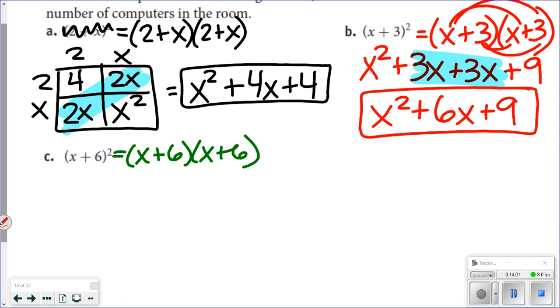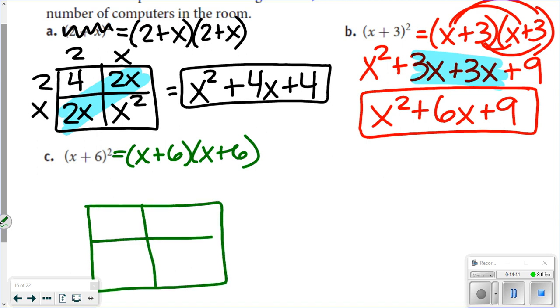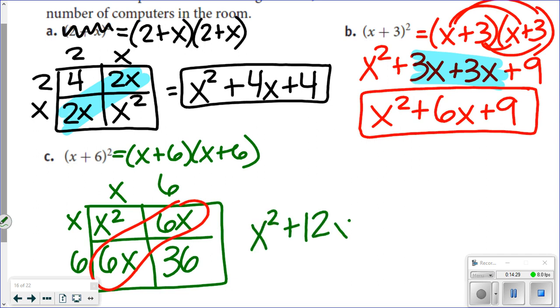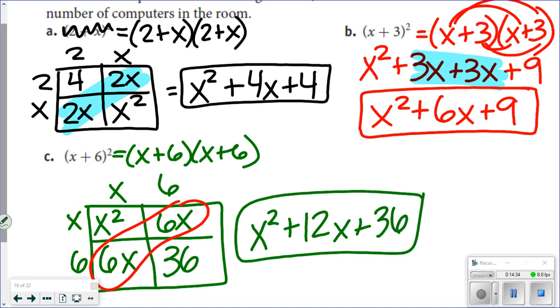Okay. If you still like the box method, I'm going to use the box method one more time. X times x, x times 6, x times 6, 6 times 6. Combine my like terms, which are my diagonals here. X squared plus 12x plus 36. That would be my final answer.